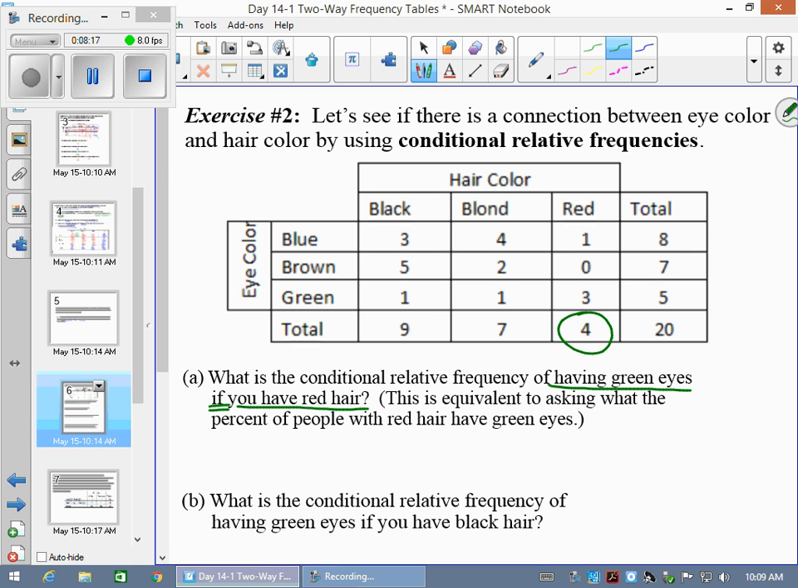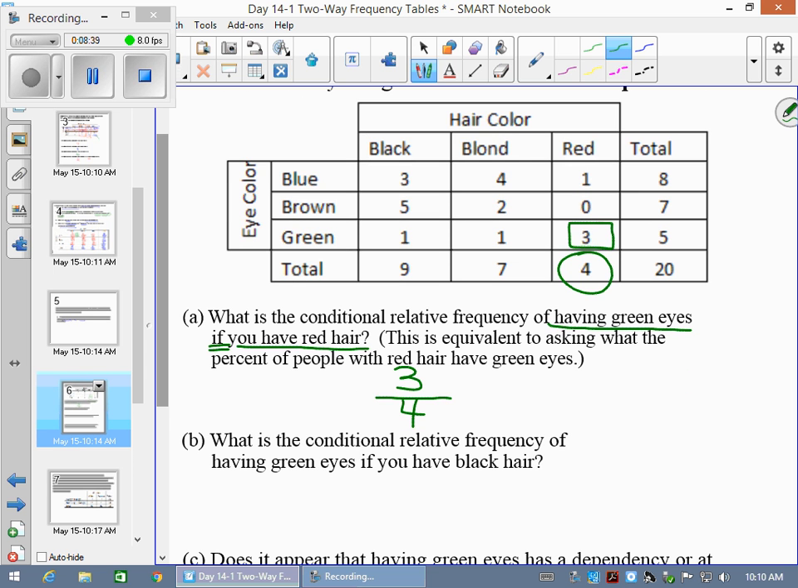So if I look at this, out of those 4 people, so that's my marginal frequency, that's my total, 3 of them have green eyes and red hair. Okay, so we have 3 people out of the 4 total that have green eyes and also have red hair. So we could write that again as a decimal or a percent. These are all equivalent.